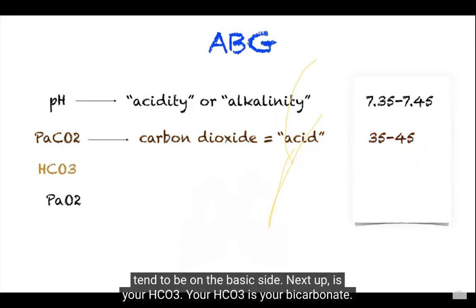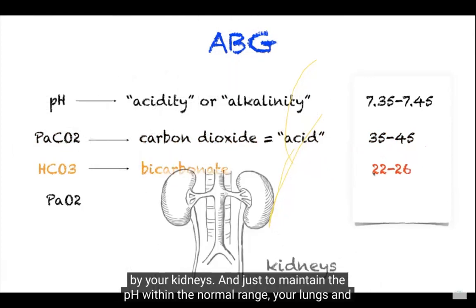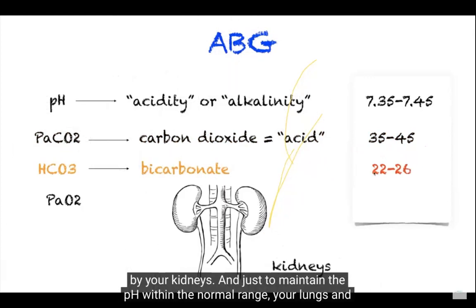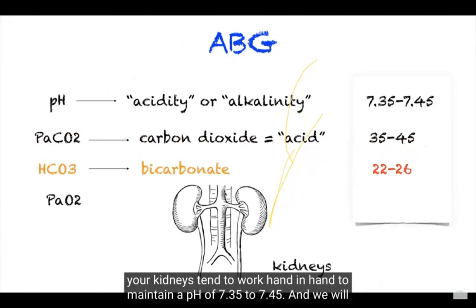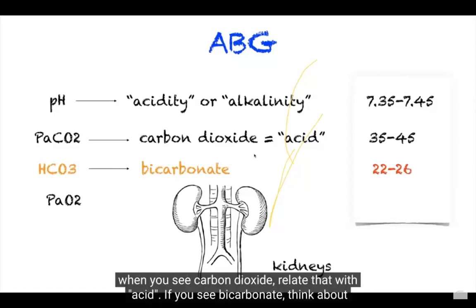Next up is your HCO3. Your HCO3 is your bicarbonate. Your normal value for your bicarbonate is 22 to 26. The bicarbonate is being controlled by your kidneys. And just to maintain the pH within the normal range, your lungs and your kidneys tend to work hand in hand to maintain a pH of 7.35 to 7.45. And we will talk about that later on today when we talk about compensation. Earlier, I mentioned that when you see carbon dioxide, relate that with acid. If you see bicarbonate, think about base.